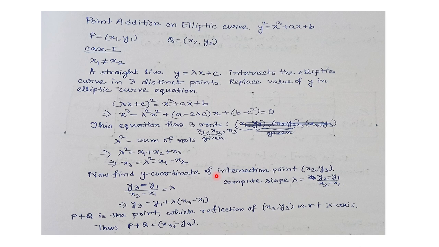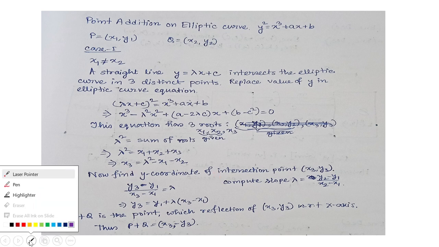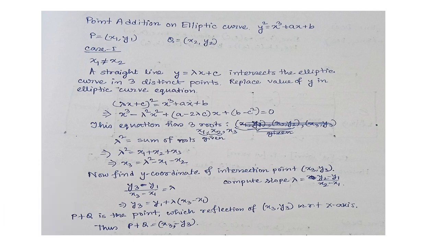Okay. But if I assume that on the elliptic curve there are 3 points P, Q, and R dash, right? They are on the same line. So I can say P plus Q is equal to R dash is what I would say.